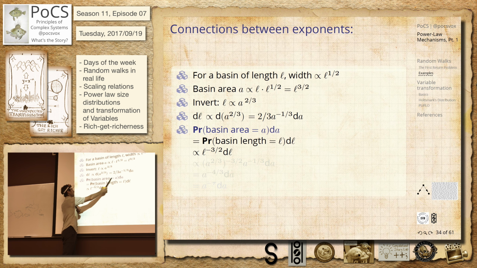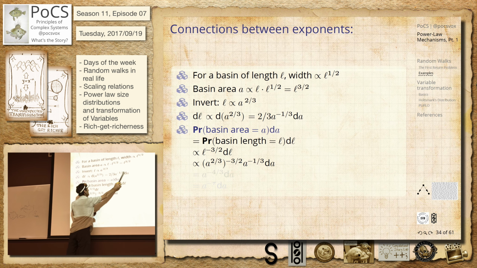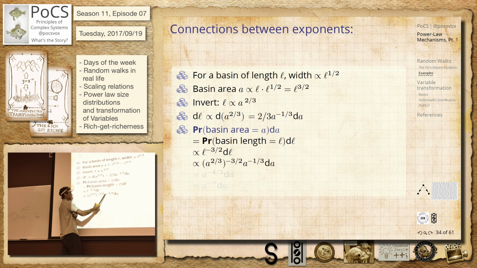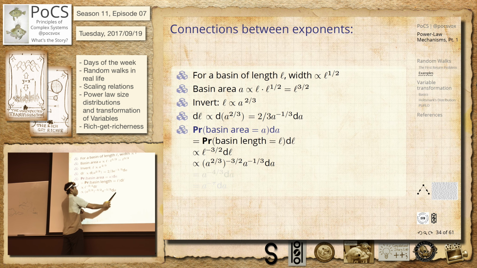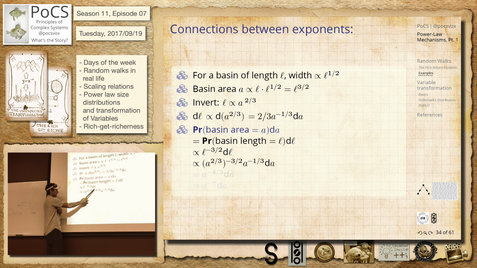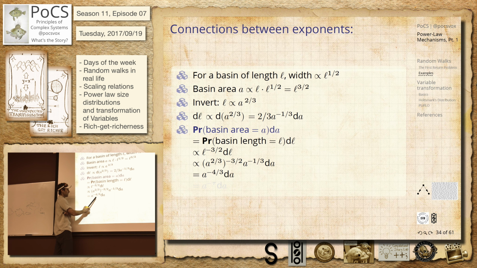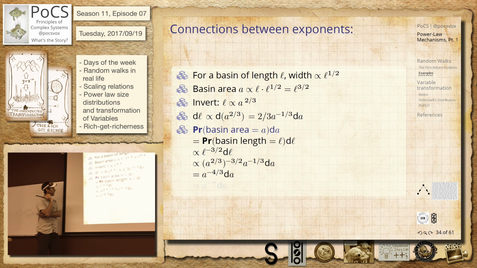So we have this already. We're trying to find this. We're trying to find the probability of area. We know the probability of length is L to the minus 3/2 dl, and then we're going to replace these pieces. We know L is proportional to A to the 2/3, so we stick that in here. Still got a minus 3/2, so this is going to be A to the minus 1. And this dl we just figured out is this blob. It's proportional to A to the minus 1/3, that's the big piece. So these things combine. We get A to the minus 1 minus 1/3, so that's A to the minus 4/3.